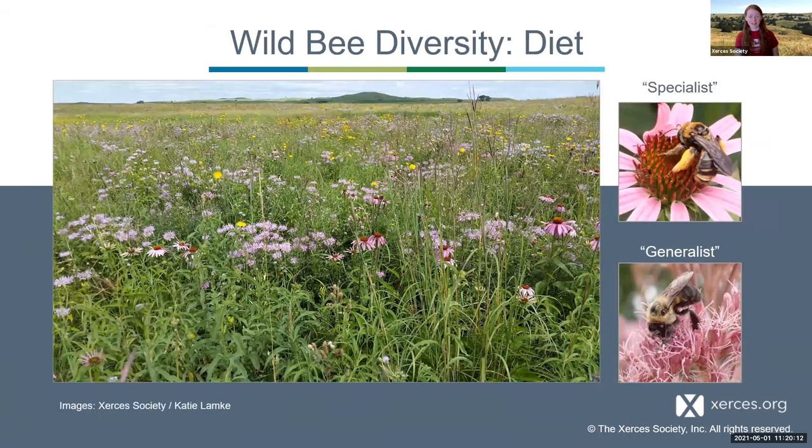Another diversity aspect in bees is their diet. So we have some that will forage on pretty much anything that's available to them. And then we have some bees that are more particular and they're only gonna eat pollen from a certain type of plant or closely related plants. That's why it's important to keep a diversity of plants out on your landscape so that you can provide food for as many different species as possible.